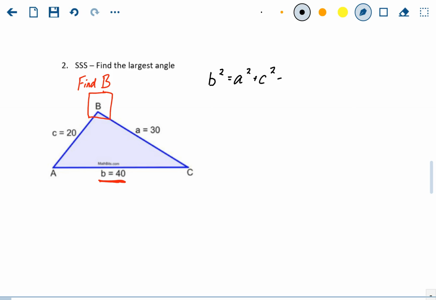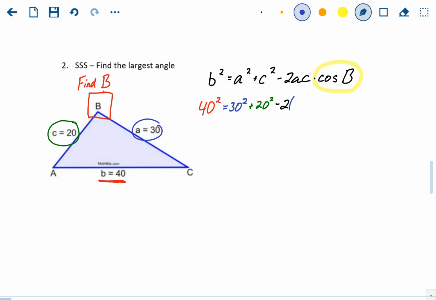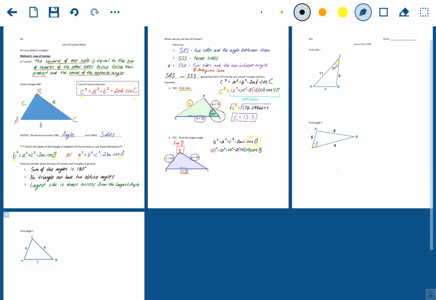Okay? So if we're finding angle B, we have to use the formula that starts with B squared, which is that one. B squared equals A squared plus C squared minus 2AC times the cosine of B. Notice what we're looking for is at the end. We're trying to find uppercase B. We know side B was 40. 40 squared equals A squared, 30 squared, plus C squared. C is 20, 20 squared. We're just plugging in the pieces. Plug in A's for A's, C's for C's, and we're trying to find that uppercase B.